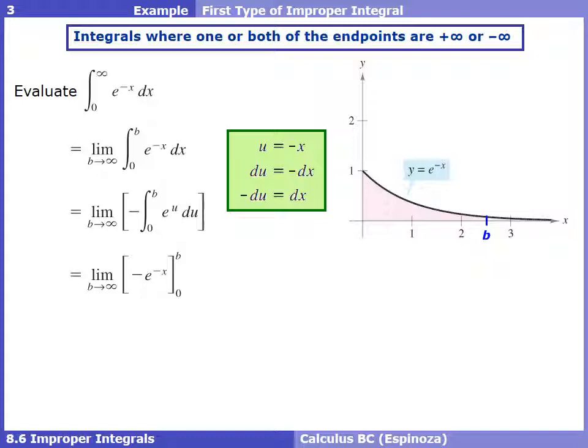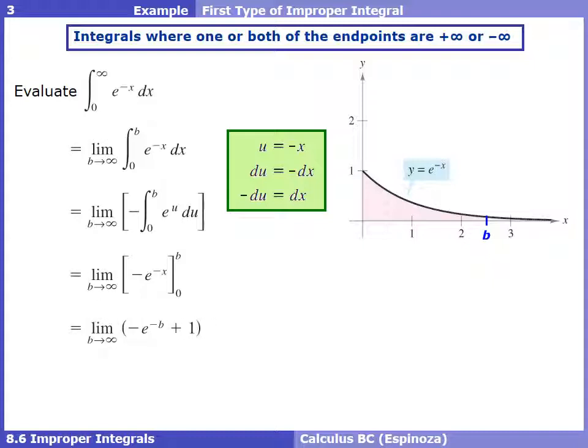The integral of e to the u is itself, and I'm going to just plug that u back in the same step. So we'll be left with negative e to the negative x, and then we need to evaluate that at b and 0 using the fundamental theorem of calculus. Again, we need to write this limit notation every step of the way because we haven't taken a limit yet, so just be careful with your notation skills here.